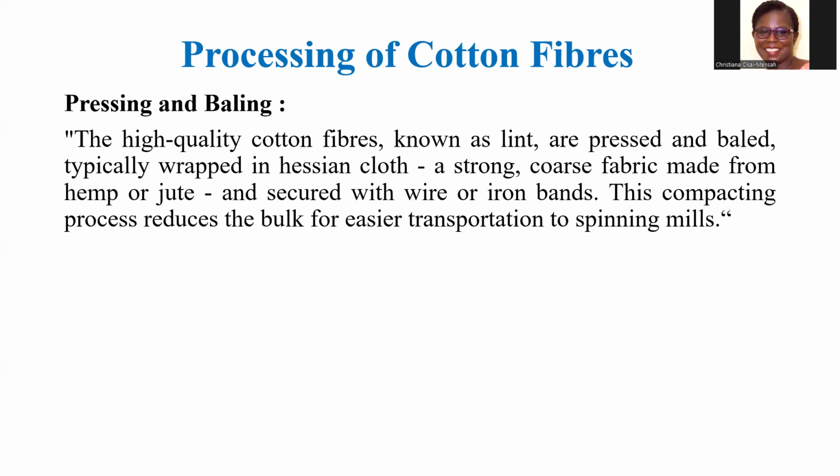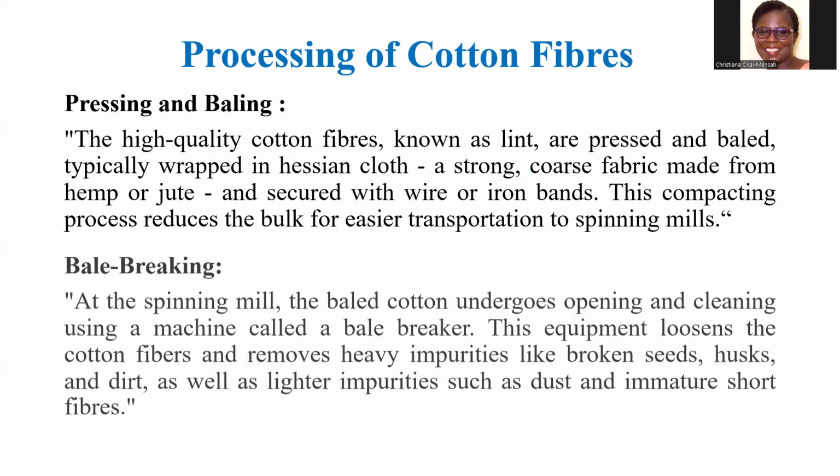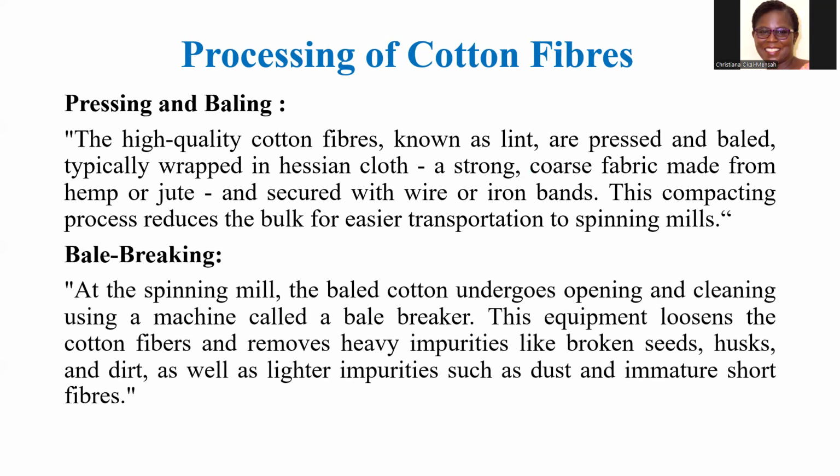So after this, we compress the cotton in bales. The high quality cotton fibers known as the lint are pressed and baled, typically wrapped in hessian cloth, a strong coarse fabric made from hemp or jute, and secured with wire or iron bands. This compacting process reduces the bulk for easier transportation to the spinning mills. So now you send them to the mills. When it gets there, we need to open it and work with it.